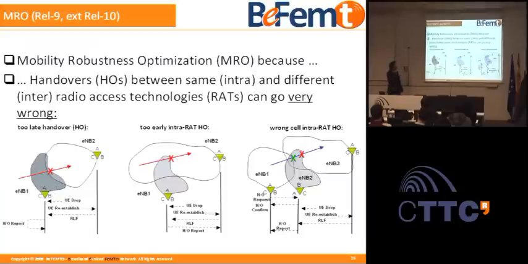Another issue which is important is the mobility robustness optimization. It's about handovers. So handovers is one of the most complicated things in cellular networks, and I think that is really the competitive advantage of 3GPP community with respect to the IEEE community.